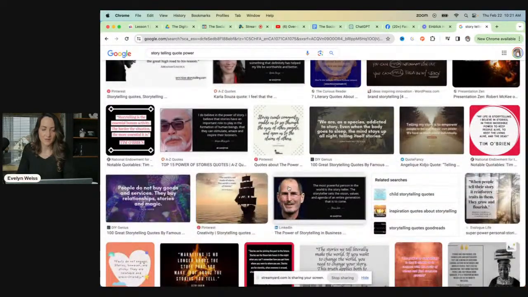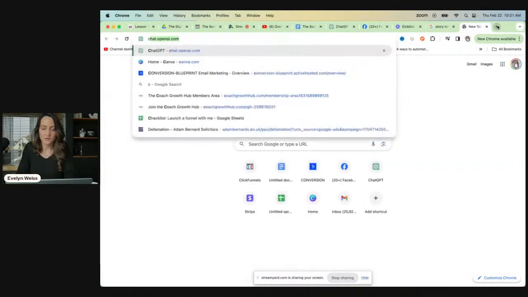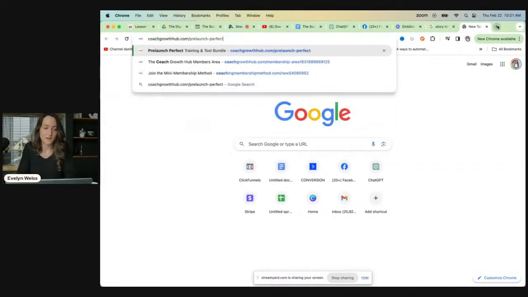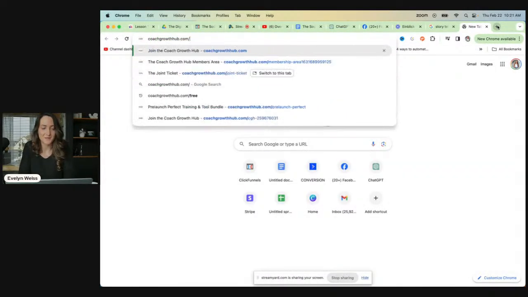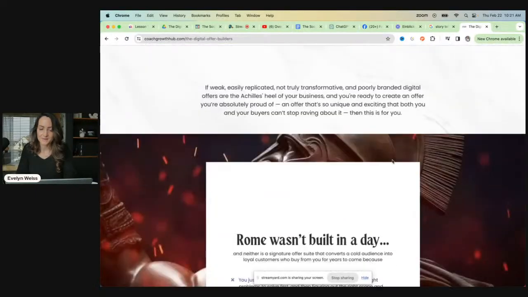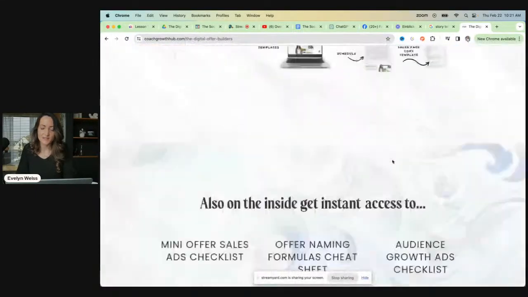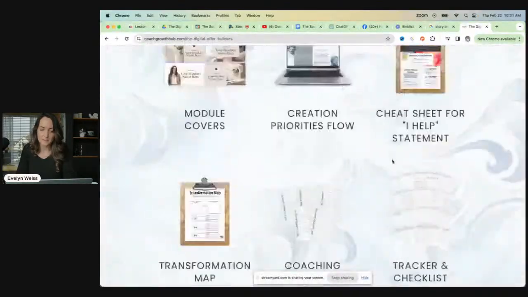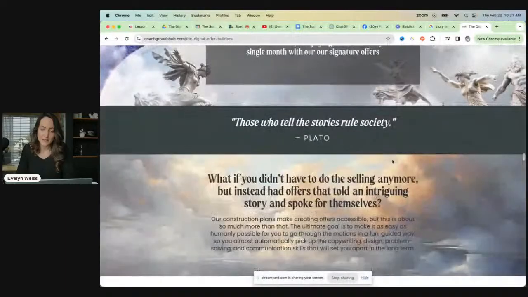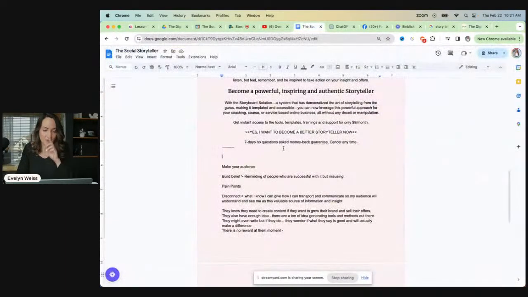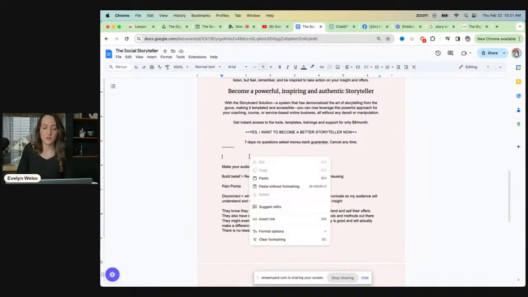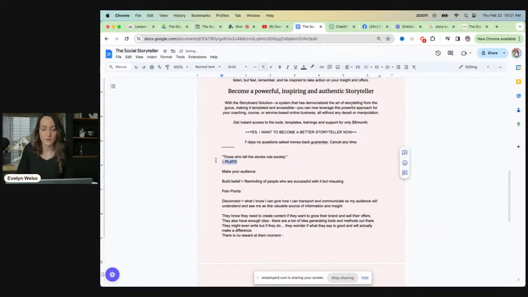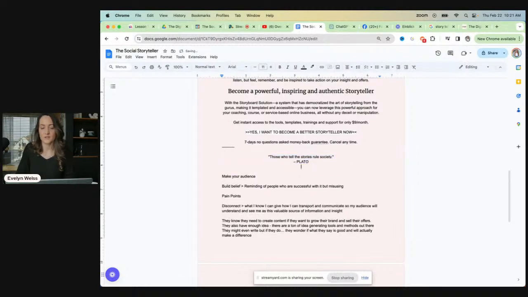It was from Plato, I think. We have it on the offer builders page as well. If you can't tell, I'm a storyteller as well. Those who write stories or those who tell stories rule the world, I think. Along those lines. Those who tell stories rule society. Okay, so I would transition to the pain point section with that quote. So I would have that as a transition section here.